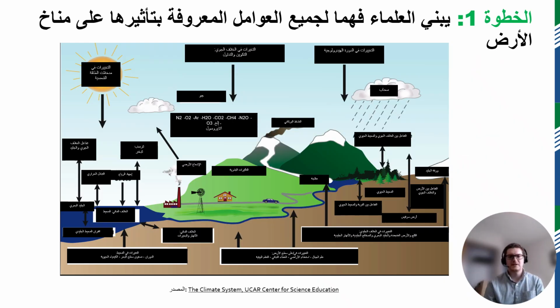Scientists work to build an understanding of all the factors that are known to influence the Earth's climate. As you can see in the figure here, there are a number of different factors and processes that need to be modeled inside of a climate model to understand what the conditions are at a given location.